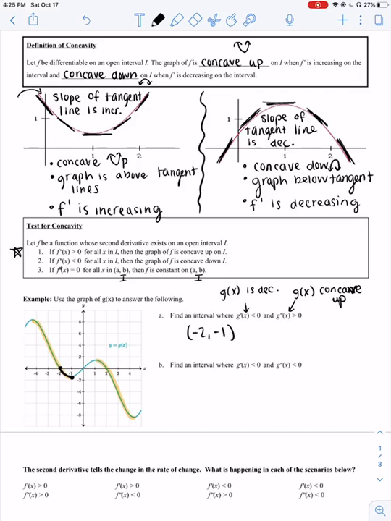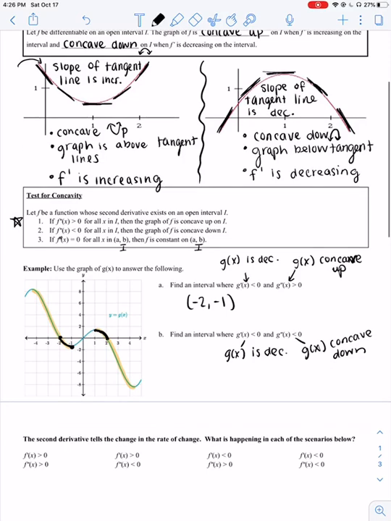Now for part B, we want to find just one interval, any interval where we are still decreasing. So g of x is decreasing. But now we want g of x to be concave down. So we want to be decreasing and concave down. Again, there are a few different places we could choose, but I'm going to pick this one here. So here we are concave down from +1 to +2.